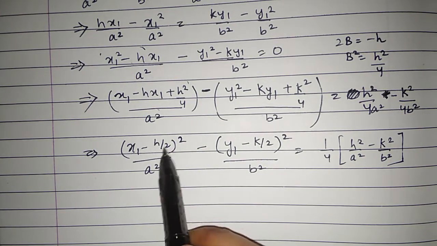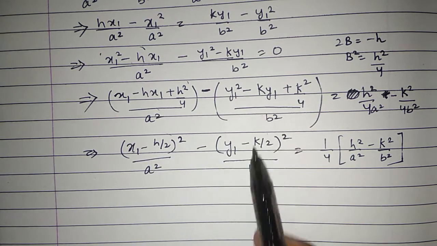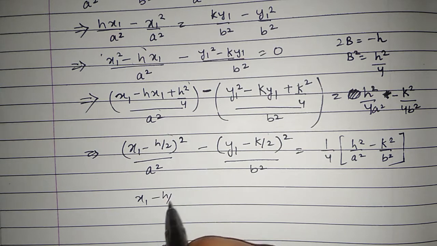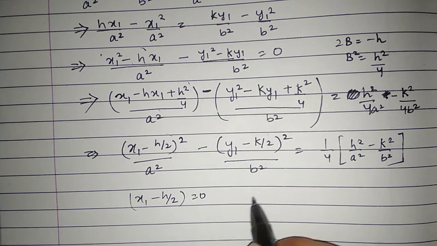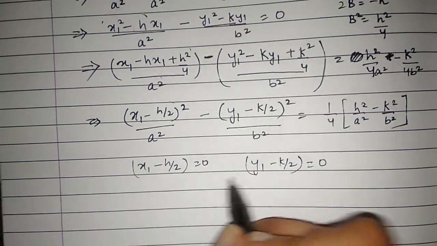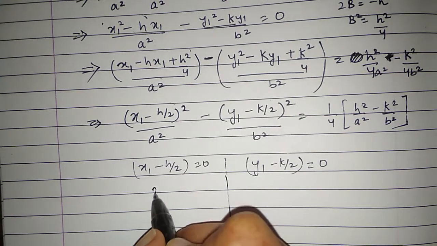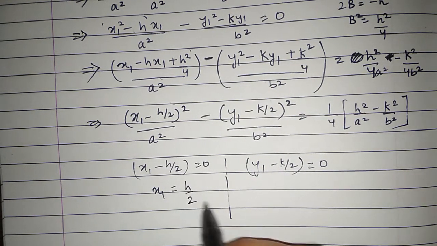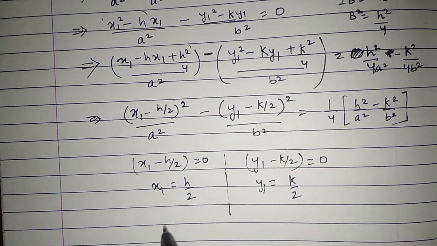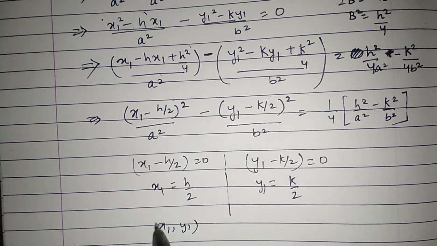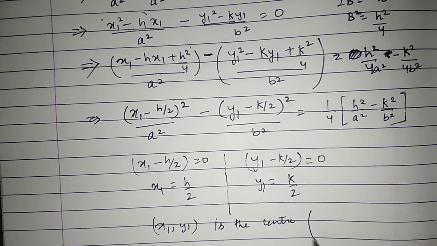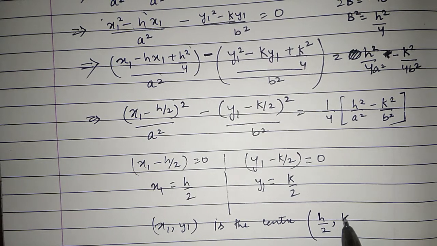So now equating this to 0, we will get the center. So x1 minus h by 2 equals 0, and y1 minus k by 2 equals 0. So x1 is h by 2 and y1 is k by 2; this is our required center. (x1, y1) is the center, (h by 2, k by 2).